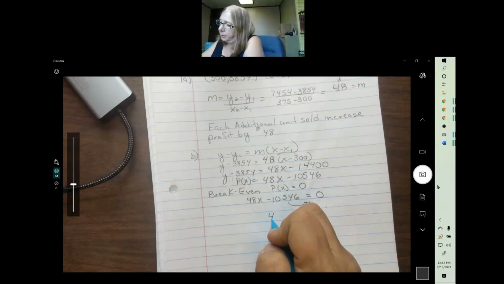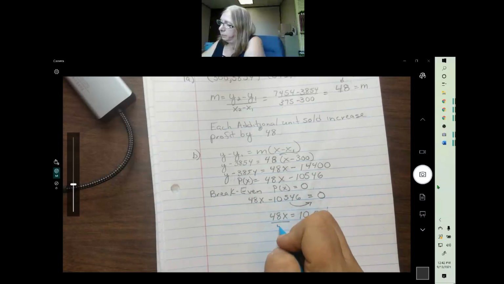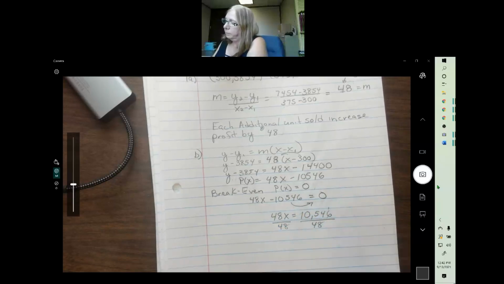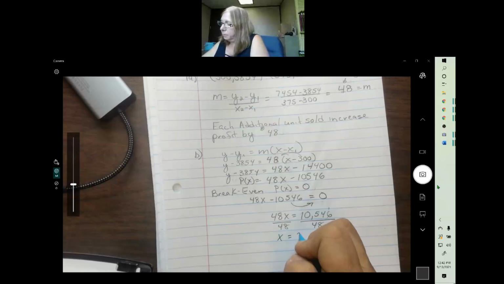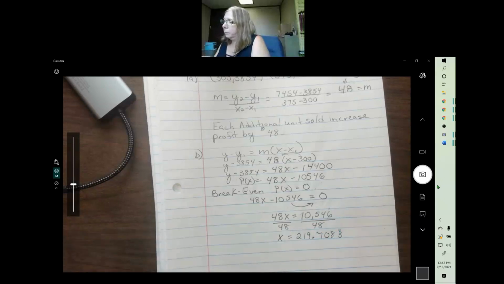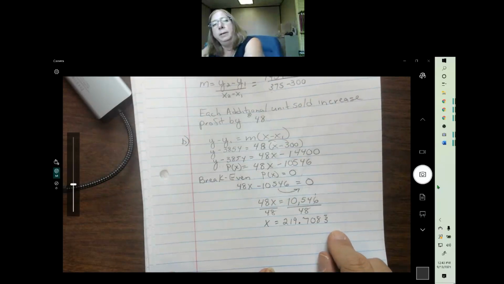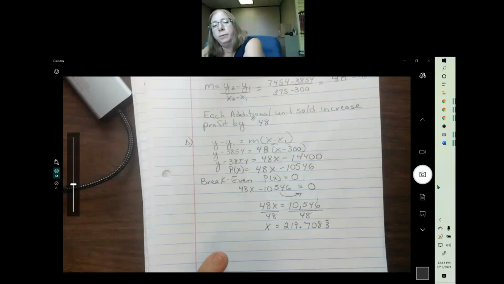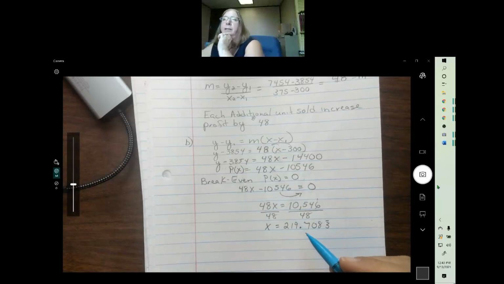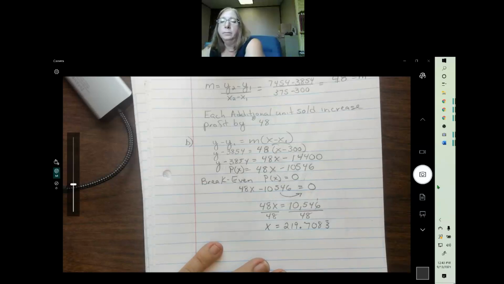Add the 10,546 to the other side. And divide by the 48. You should get 219.7083. Now, depending on what the units are for this product, if it has to be an integer, then you would have to round up no matter what the decimal is.